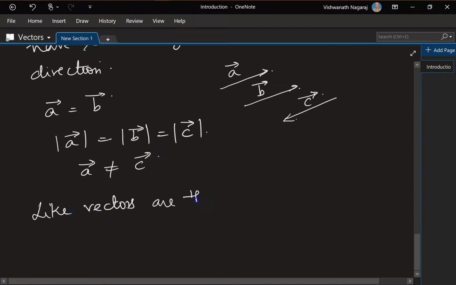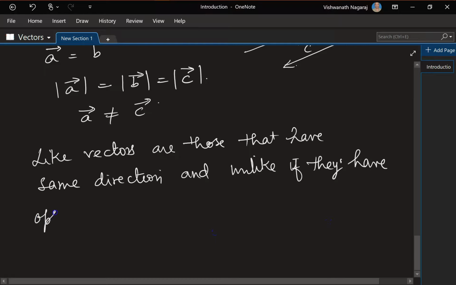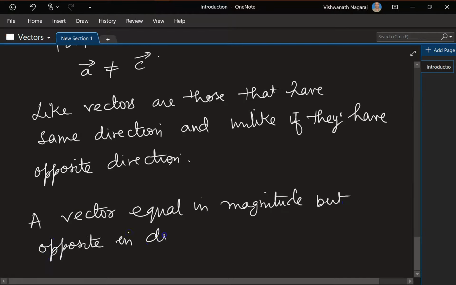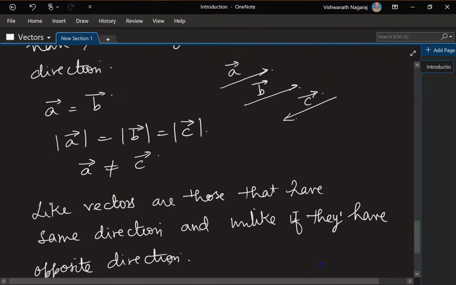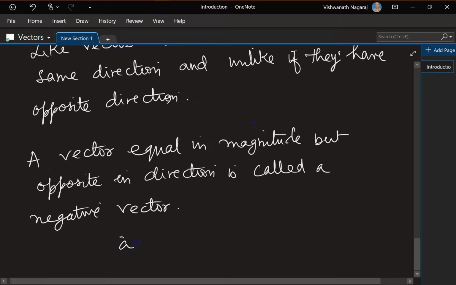Like vectors are those that have the same direction, and unlike if they have opposite directions. A vector equal in magnitude but opposite in direction is called a negative vector. For example, in the above set of vectors A, B, C, we can say vector A is equal to minus vector C, or we can say C is equal to minus A. Either will be correct.